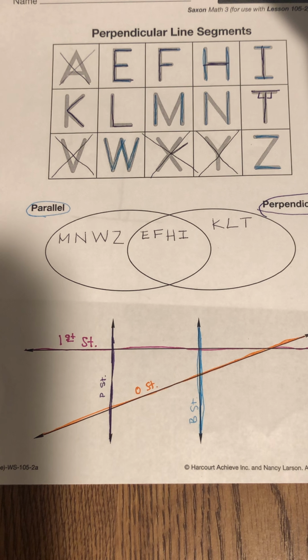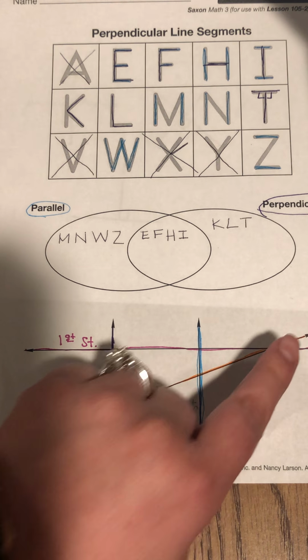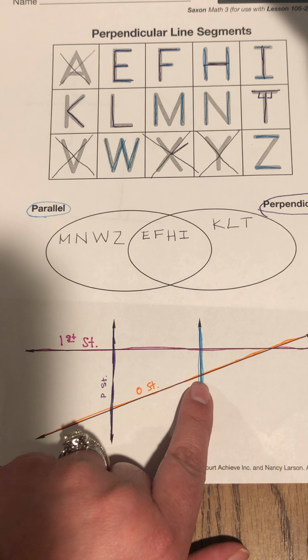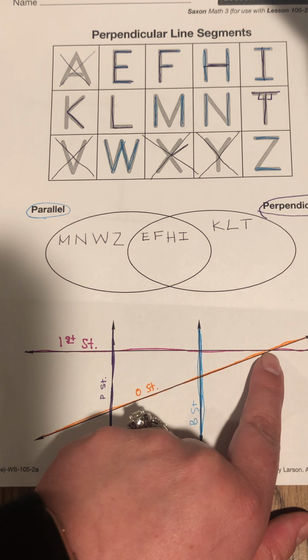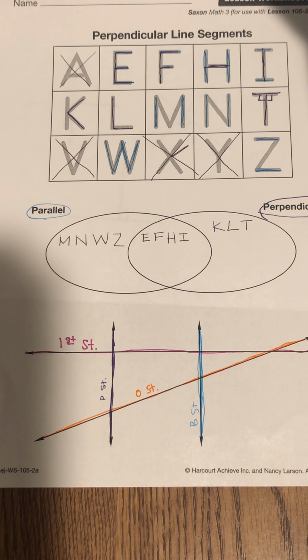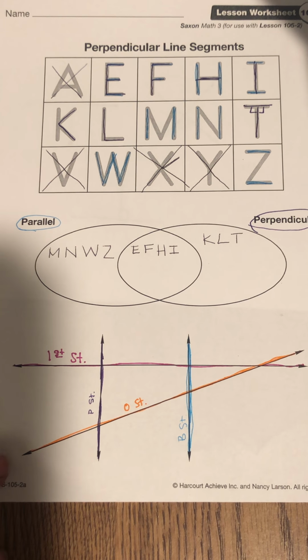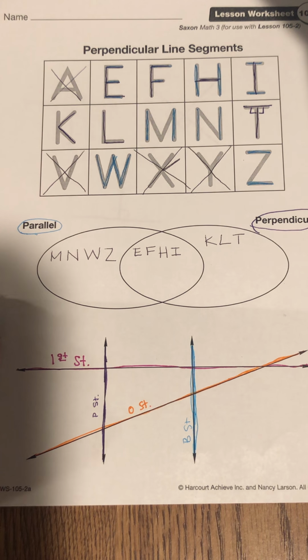What street intersects with every other street on our map? There's one street that has an intersection through every other street on our map. That's O Street. You see here it intersects with P Street. Here it intersects with B Street. And up here it intersects with First Street. So today, I hope that you were able to make many connections to perpendicular and parallel line segments and applying that information in a variety of areas.